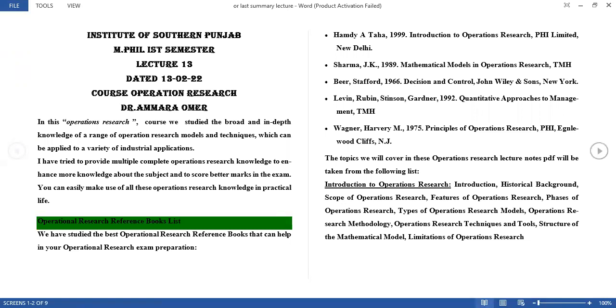The operation research reference books that we have gone through are the Hamdy Taha book, Introduction to Operation Research, then Mathematical Models in Operation Research by J.K. Sharma, and then Decision and Control by Stafford Beer. For Quantitative Approach to Management, we have Levin's book, which we have also gone through for some chapters, and Principles of Operation Research by Wagner. The topics we will cover in this operation research lecture notes PDF will be taken from the following list.